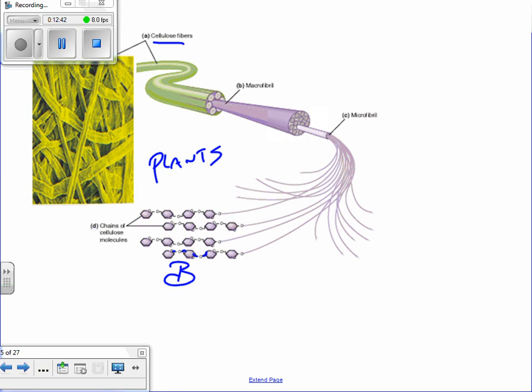We need some other symbiotic relationship in order for this to happen. That symbiote is usually bacteria or protists if the animal is eating cellulose high in their diet and not just using it as a source of fiber. They're actually using it as an energy source, like cows, goats, rabbits, and so forth.